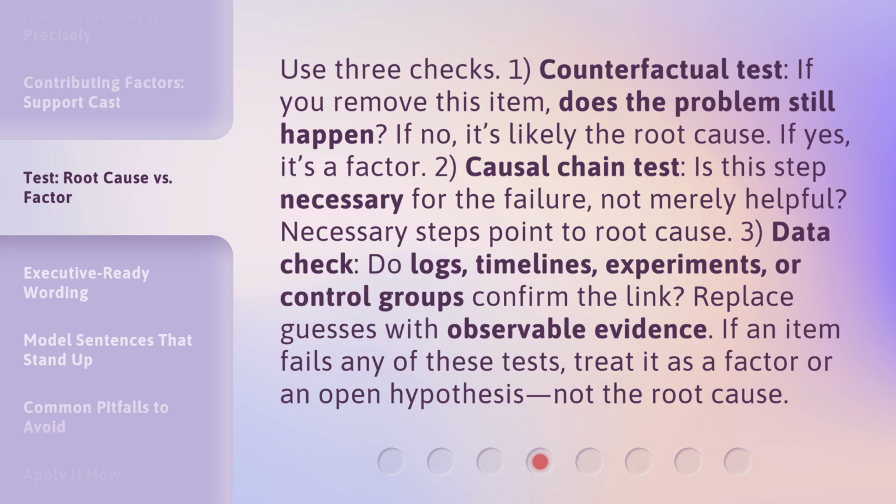2. Causal chain test. Is this step necessary for the failure, not merely helpful? Necessary steps point to root cause. 3. Data check. Do logs, timelines, experiments, or control groups confirm the link? Replace guesses with observable evidence. If an item fails any of these tests, treat it as a factor or an open hypothesis, not the root cause.